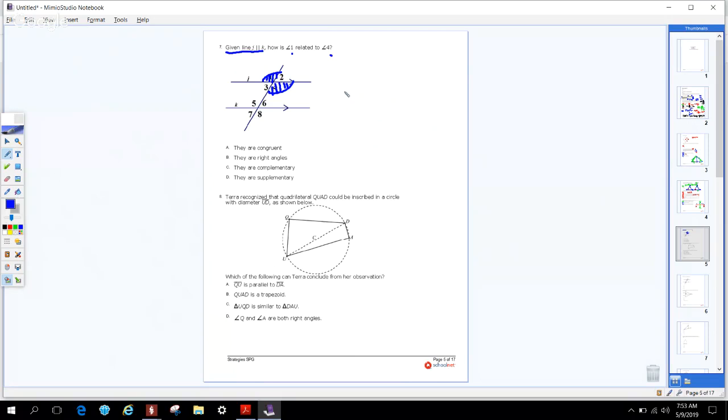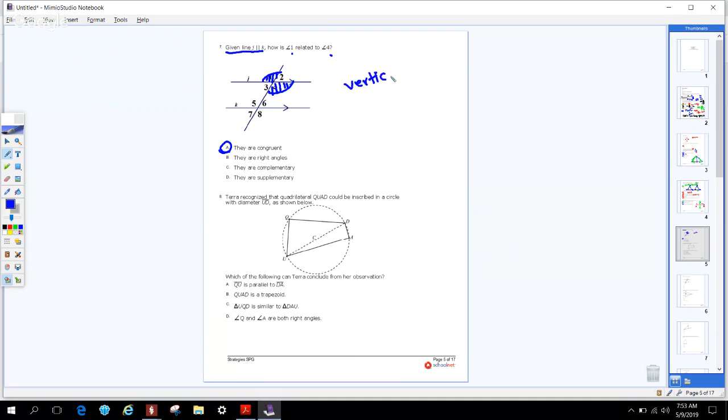Well, it says how are they? No, they're congruent because they equal each other. It's bizarre that they say given J and K are parallel, because that doesn't matter at all for this problem. But these two angles are vertical.